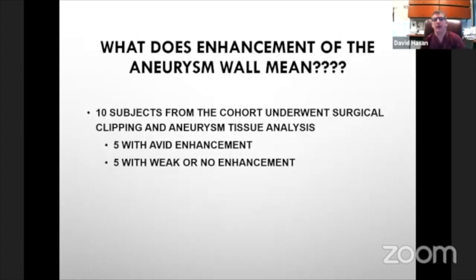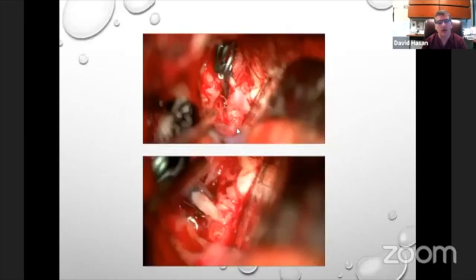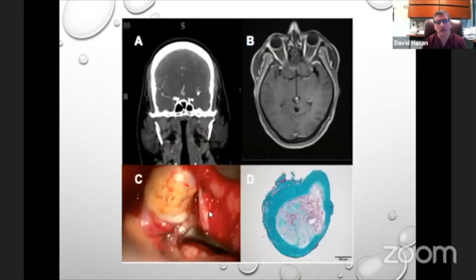So what does the enhancement of the aneurysm wall mean? A lot of people suggested it could be inflammation. So what we did is we took 10 subjects. 5 of them had the wall completely enhanced and 5 did not enhance. And we clipped them and collected the tissue. You could see here, this one is an ICA terminus aneurysm, did not enhance. It was clipped and you can see here the immunostaining. Here in the intra-procedure, you could see the top panel after the clip applied, the second panel after the aneurysm was clipped, resected, or partially resected, if you will, the dome.